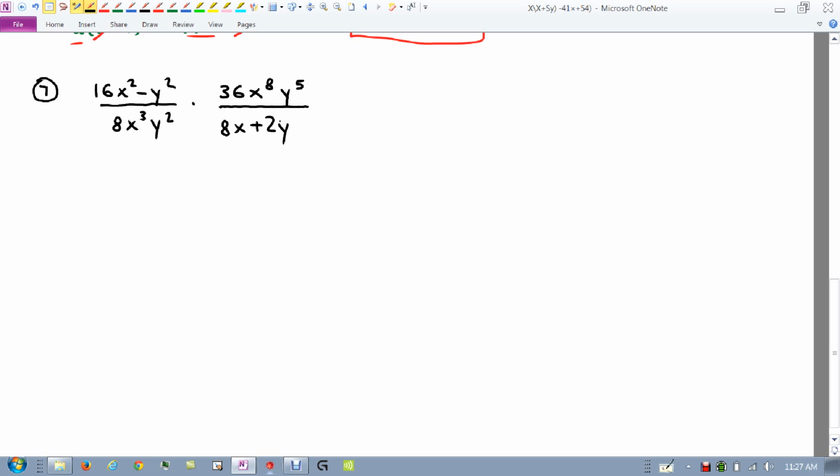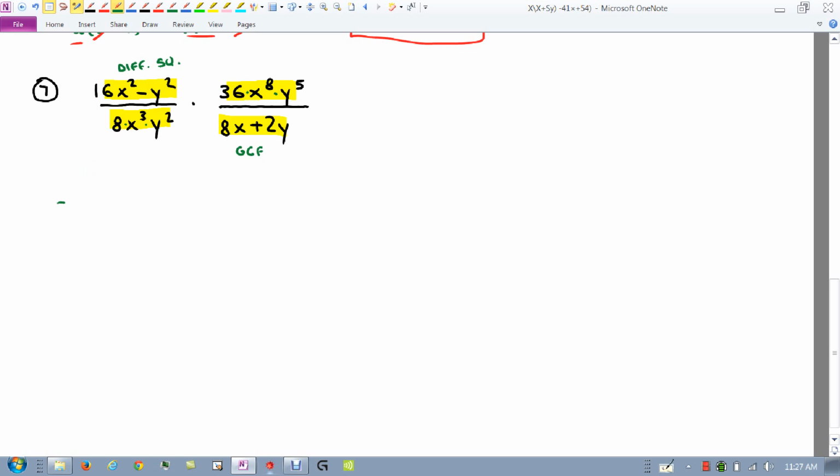Okay, again, multiplying two rational expressions, we have 1, 2, 3, 4 different things to look at. The top left is a difference of squares. The bottom left, there's multiplication here, so there's nothing to factor. Top right, there's multiplication, there's nothing to factor. The bottom right is going to be, let's see, GCF. We can pull a 2 out of those.